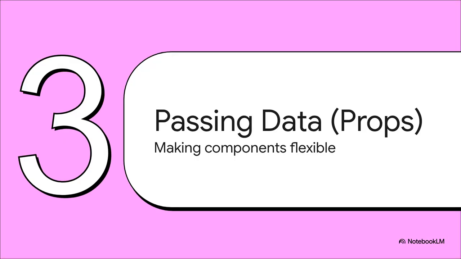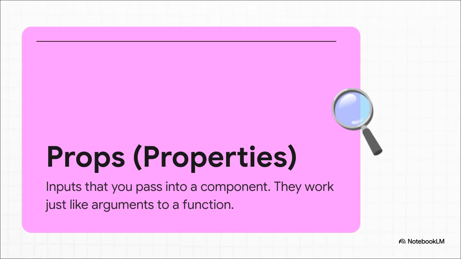Okay, next up, let's talk about passing data with something called props. This is how we make our new building blocks flexible and actually useful. So if our components are like little functions, how do we get information into them? Well, we use props, which is just short for properties. And honestly, the best way to think about them is exactly like arguments you'd pass to any other function. It's how a parent component can send data down to its children, making them dynamic and reusable.